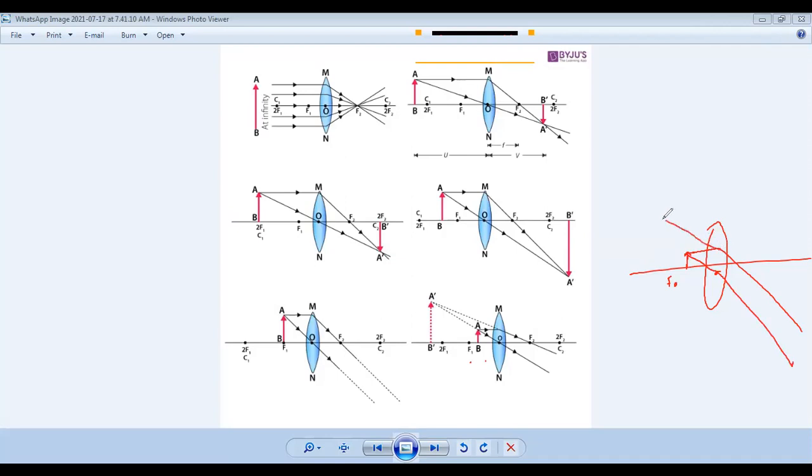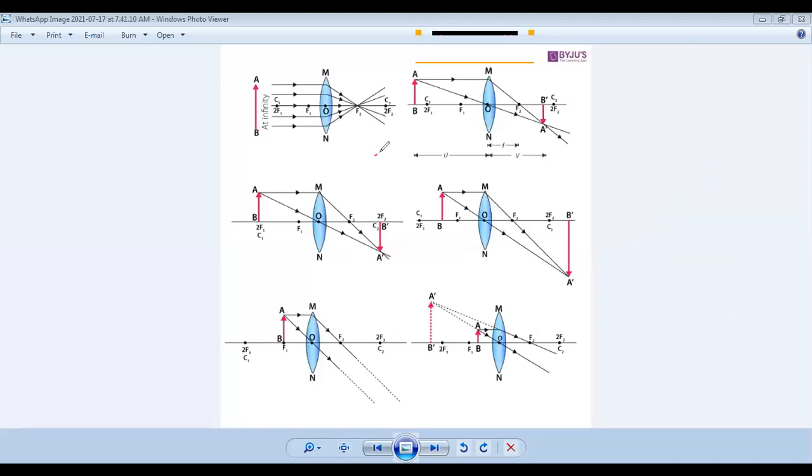When you extrapolate these two lines, you will get an erect and enlarged image, right, on this side of the convex mirror. That is, you can see it on the same side, and you can see the image inside, right? Why? Because the candle is not inside, so you call it a virtual image, a virtual and erect image inside the screen.